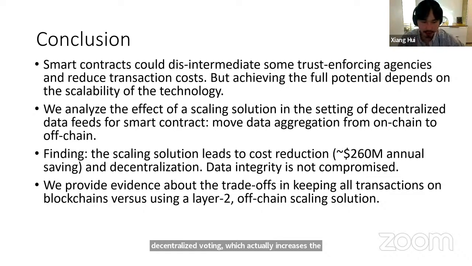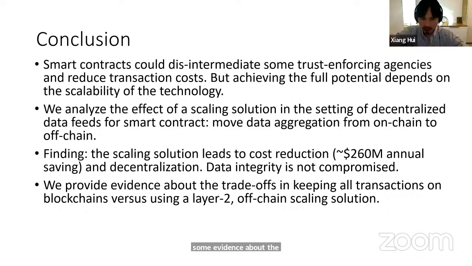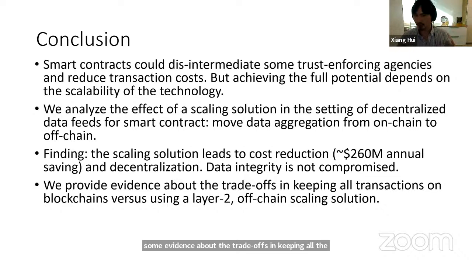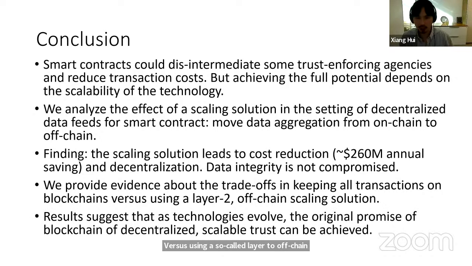Now, the contribution of the paper is that we provide some evidence about the trade-offs in keeping all the transactions on the blockchain versus using a so-called layer 2 off-chain scaling solution. And our results suggest that as technologies improve, so that scalability gets better, then the original promise of blockchain, of decentralized and scalable trust, can be achieved. So that's all I have for the talk. Thank you very much for your attention and questions, and I'm happy to talk more. If you have more questions, I'm very happy to answer them. Thank you.